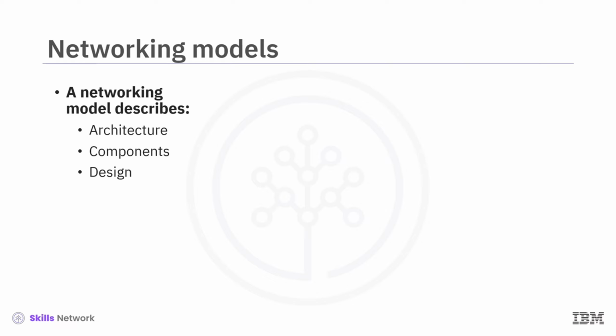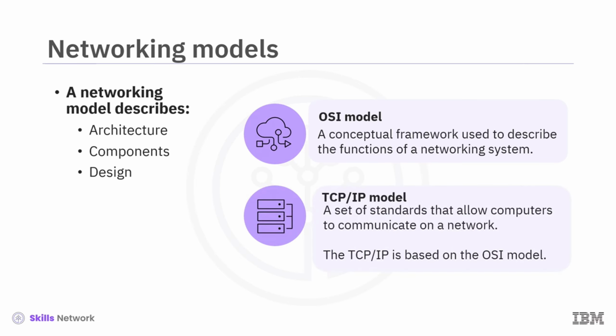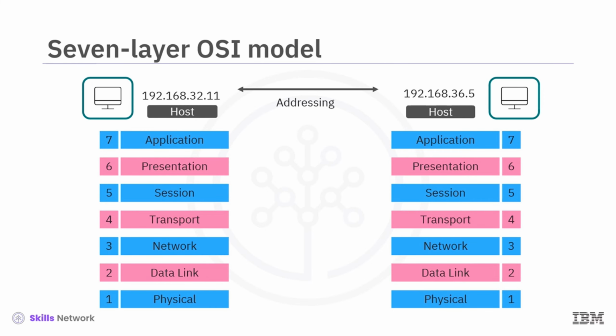There are two types of networking models. The OSI, or Open Systems Interconnection Model, is a conceptual framework used to describe the functions of a networking system. The TCP/IP, or Transmission Control Protocol Internet Protocol Model, is a set of standards that allow computers to communicate on a network. TCP/IP is based on the OSI model. The OSI model is a conceptual framework used to describe the functions of a networking system. Data flows across these layers when communicating over a network.